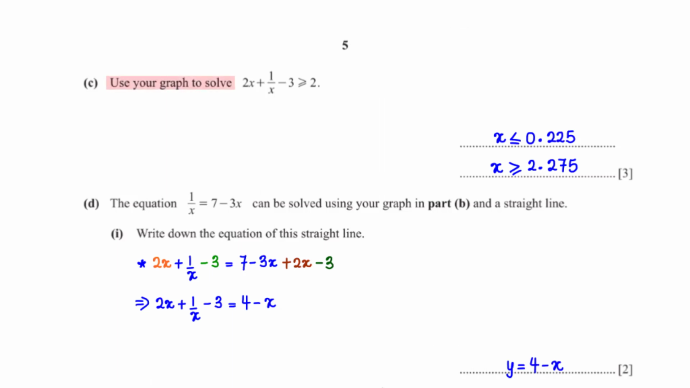Use your graph to solve 2x plus 1 over x minus 3 is greater than or equal to 2. We know the function of the graph is y equals 2x plus 1 over x minus 3. So we are asked to find the x points of the graph in the region where the graph lies above the line y equals 2.